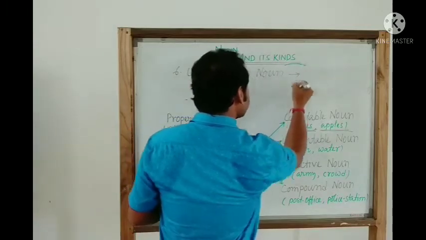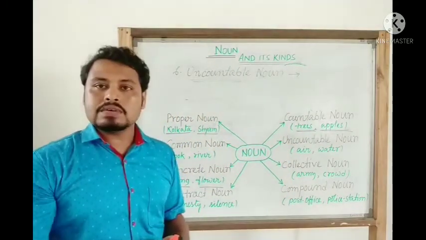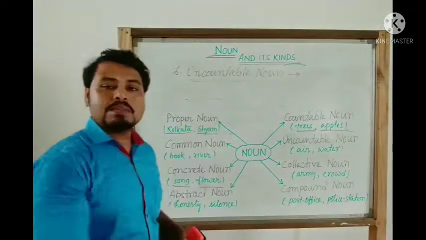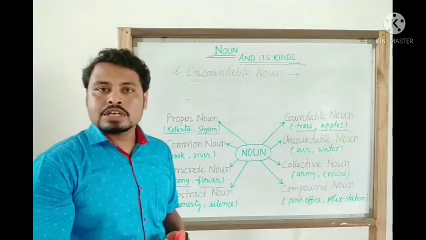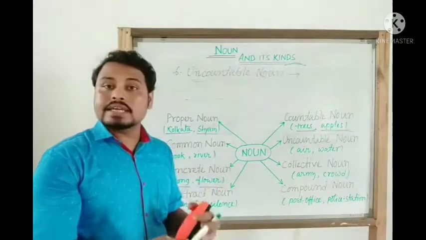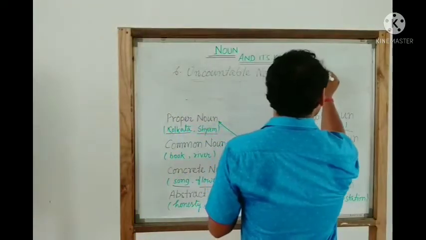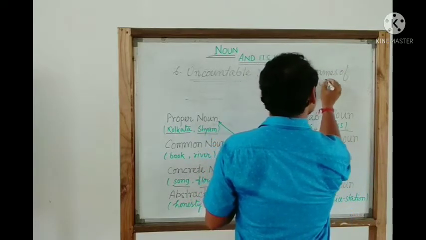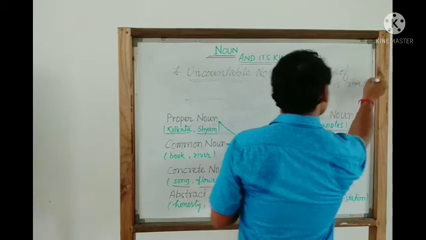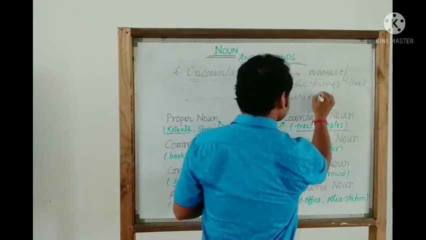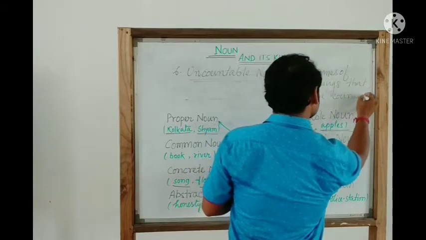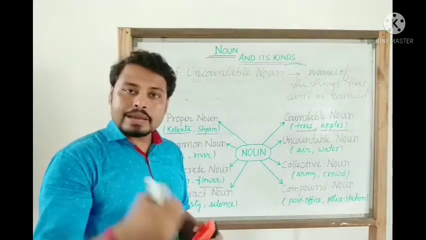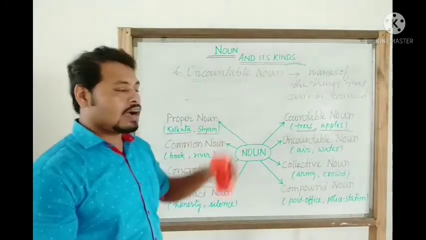So this uncountable is just the opposite of countable noun. If countable nouns can be counted, definitely uncountable nouns cannot be counted. So uncountable nouns are the names of the things that cannot be counted. Means the things that we cannot count, the names of those things come under uncountable noun.